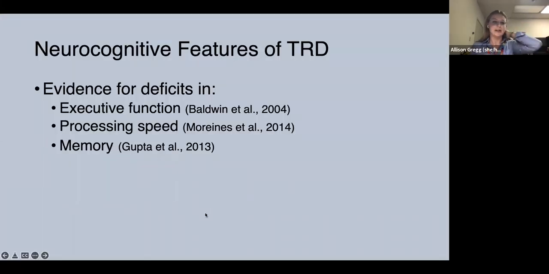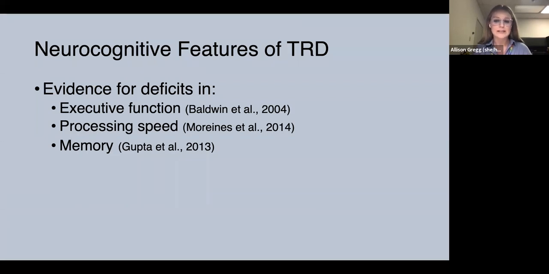So if we go on to consider the neurocognitive features of treatment-resistant depression, again, somewhat conflicting evidence that we find, as with everything in the literature, apparently with treatment-resistant depression. But we do see the most evidence for deficits in executive function, processing speed, and memory.